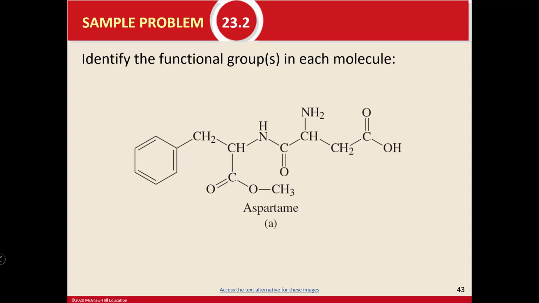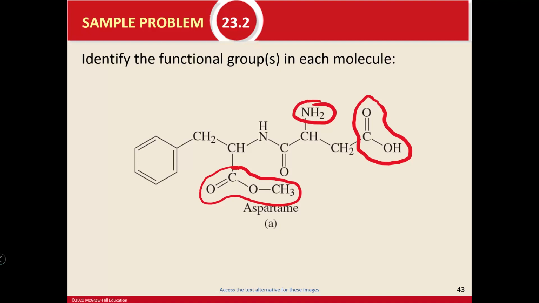All right, welcome back. Let's look and see what you have here. Right off the bat, you see a primary amine right there. You see a carboxyl group right there. You see an ester, and that's going to be this part in here. And then you see an amide right there. So we've got 1, 2, 3, 4 functional groups on this compound.